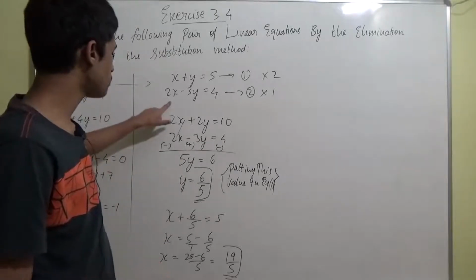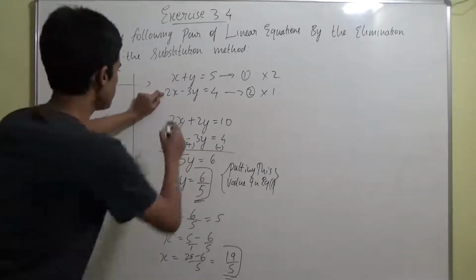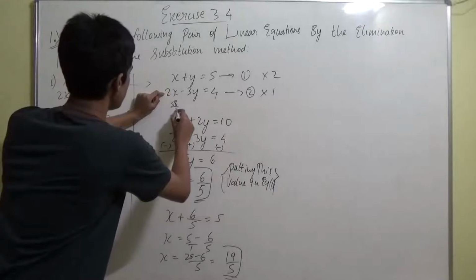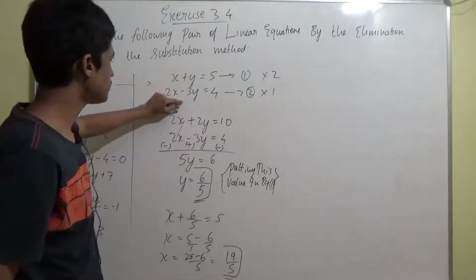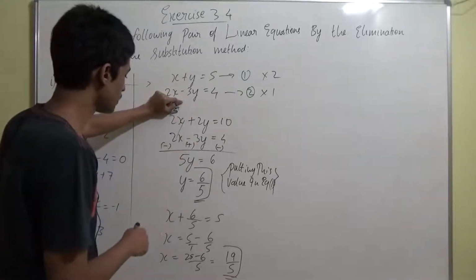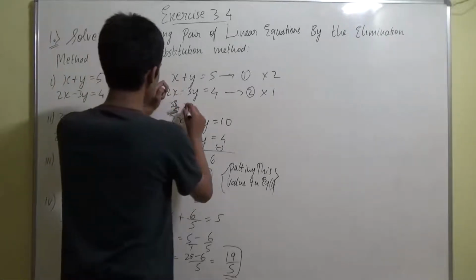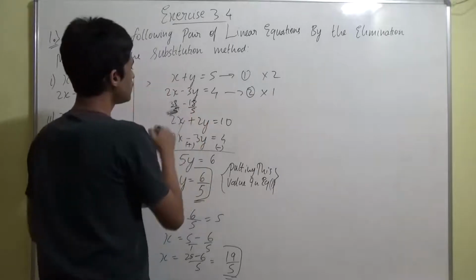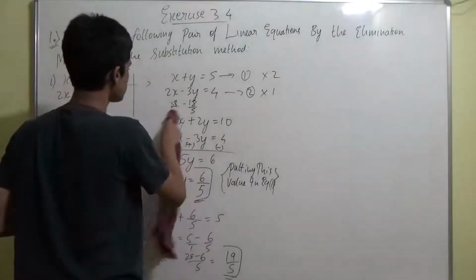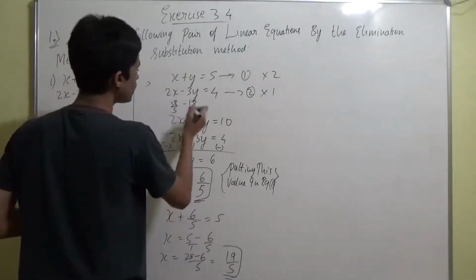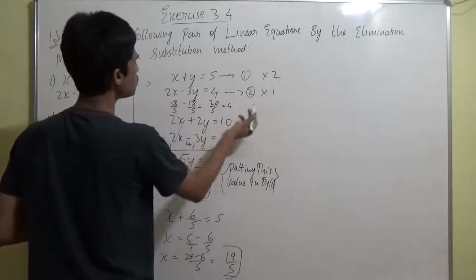In place of x, if you put 2 into 19 by 5, which means 38 by 5. Okay, I'll write it here. 38 by 5. Right, minus 3 into y, 3 into 6 by 5. Right, so it will become minus 18 by 5. Correct. Whether is it equal to 4, you have to check. Yeah, it is equal to 4, because 38 by 5 minus 18 by 5 is nothing but equal to 38 minus 18 is 20 by 5, which is nothing but equal to 4. Hence verified, right?